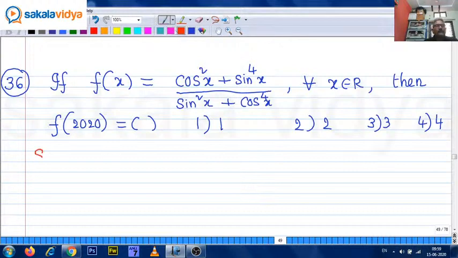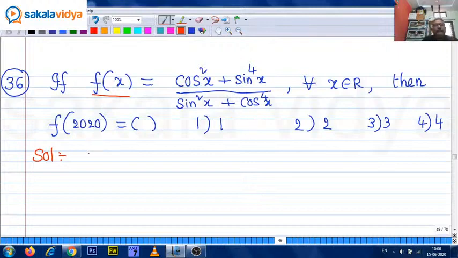See the solution. Here f of x equals cos square x plus sin x to the power of 4 upon sin square x plus cos x to the power of 4, for every x belongs to R, then we need to find out f of 20. So first of all if you substitute 2020, cos square 2020 plus sin 2020 whole to the power of 4 upon sin square 2020 plus cos 2020 whole to the power of 4. So we won't get any answer. That means we need to simplify it.